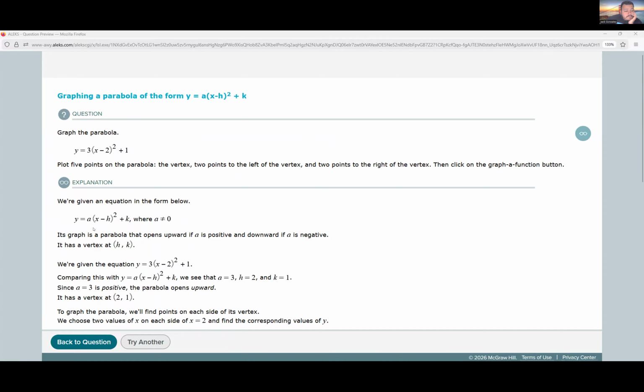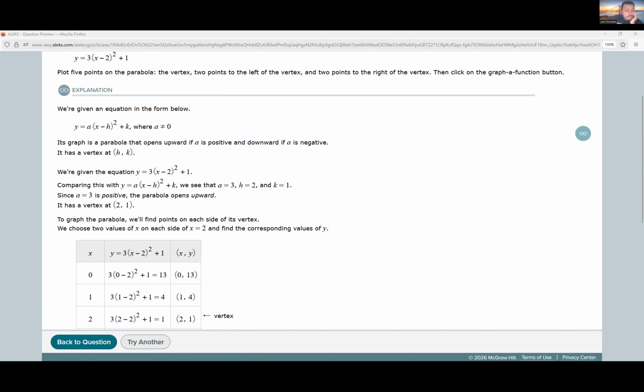All right, so vertex is right there. Remember, it's always the opposite of what's in here. So if you have a -2, then you're gonna write 2, comma, whatever this number is, 1. That's how they're gonna get their vertex here. Okay, so that's how you find it.